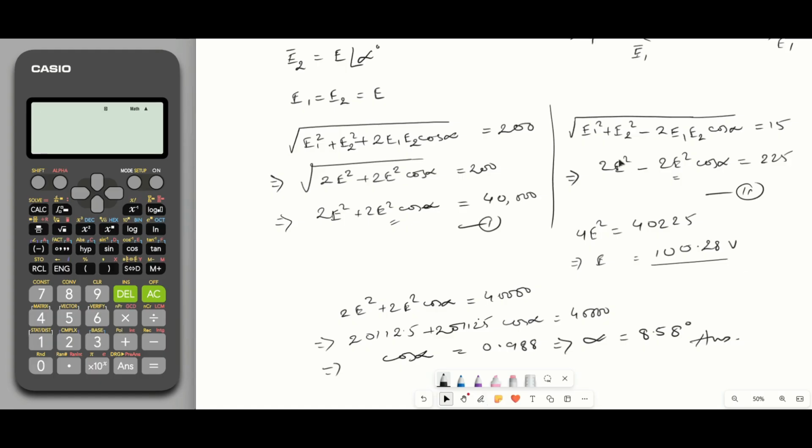So I hope you have understood, and using phasors we can solve any numerical easily. What we have to do is know how to convert from polar to rectangular or rectangular to polar, or from trigonometric form to any one of them.